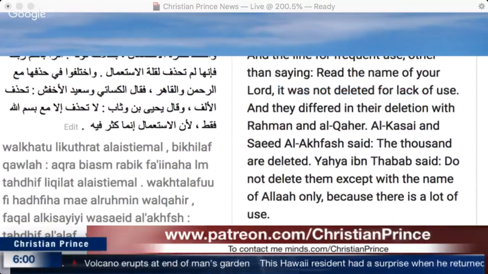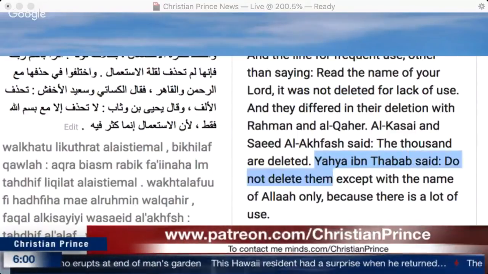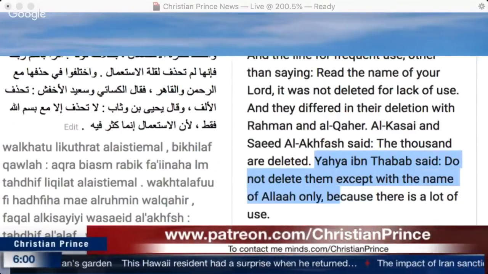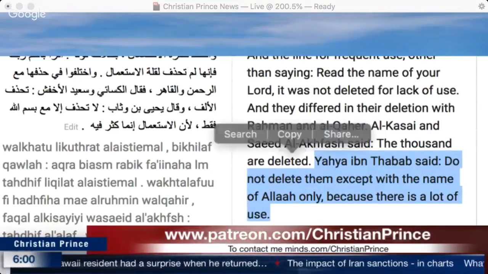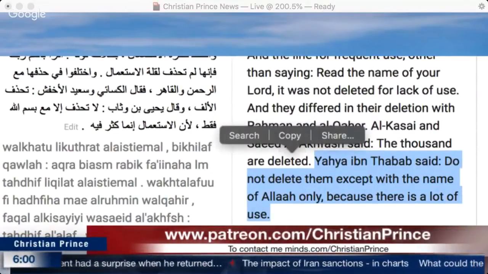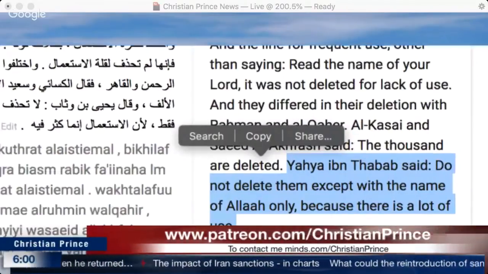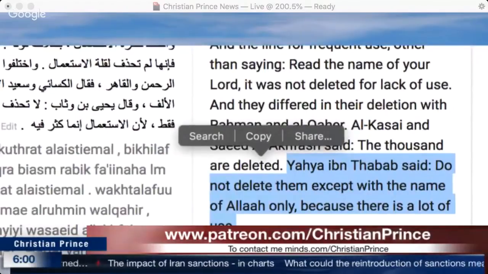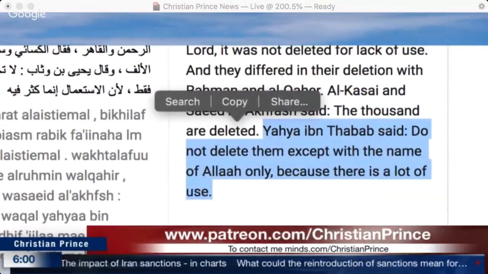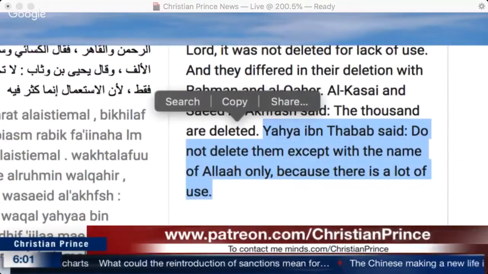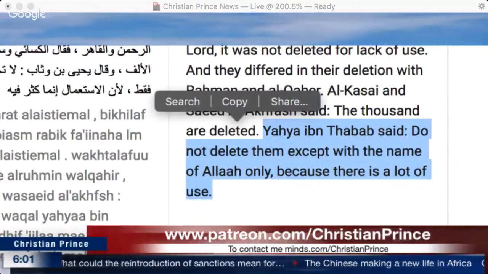You see here, Yahya ibn Tabab said it's not deleted except when it is in front of the name of Allah only, because of a lot of use. Google translation is not too accurate, but it's clear, right? So because of a lot of use, the Muslims decided. Did Allah say to the Muslims, delete it because of a lot of use, or is this the opinion of the Muslims? Did Allah give them a verse in the Quran that says don't delete it, this is the correct way? No. But because of a lot of use, Muslims keep using Bismillah.